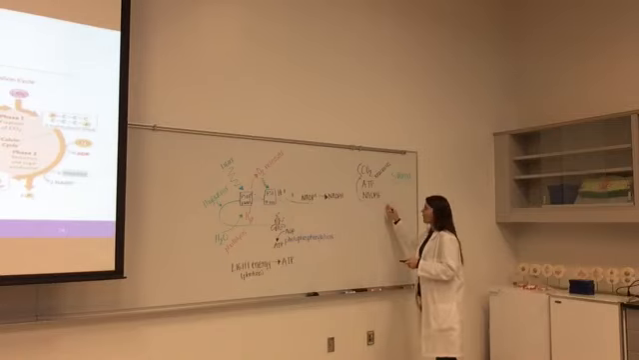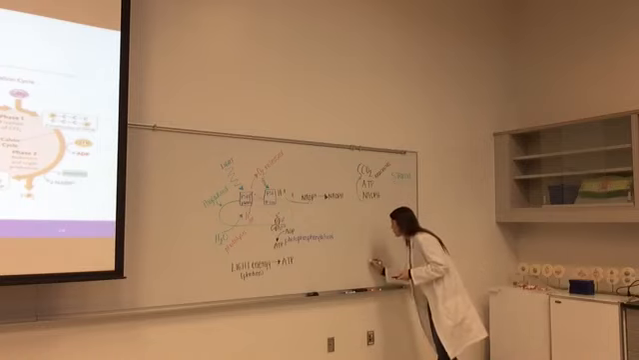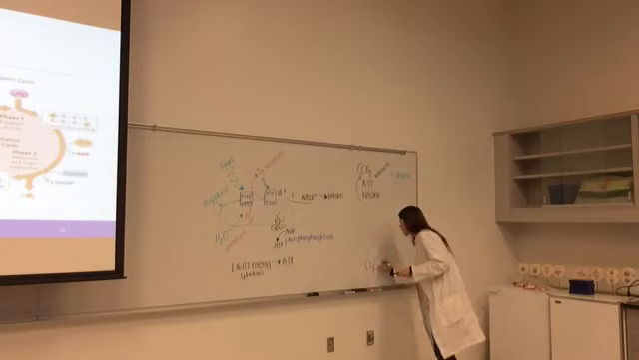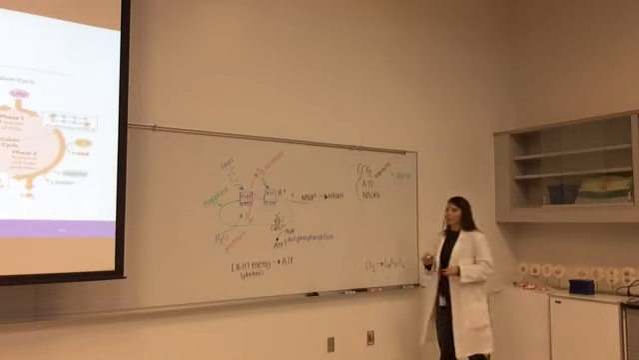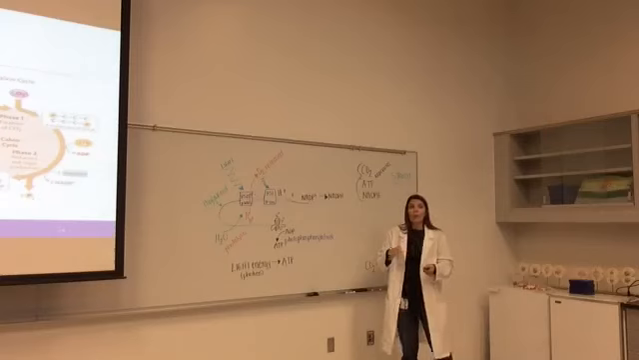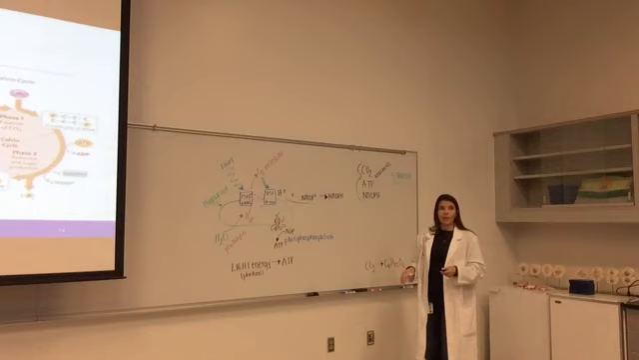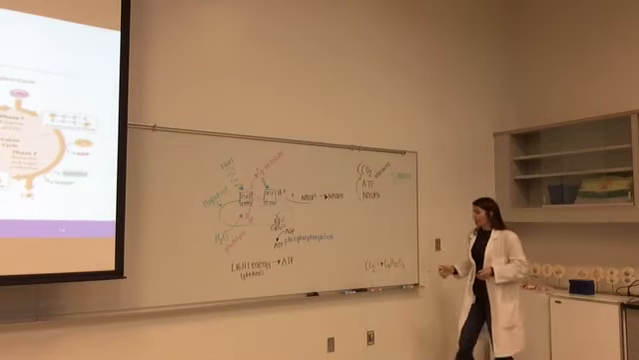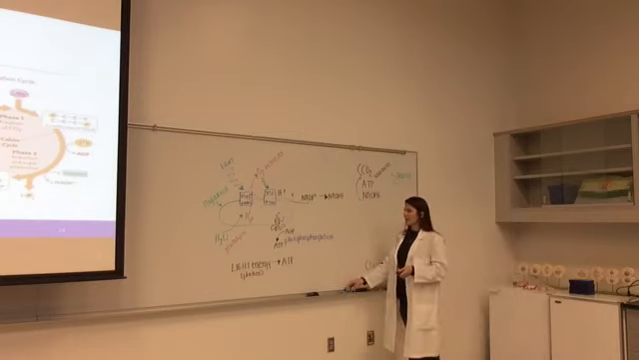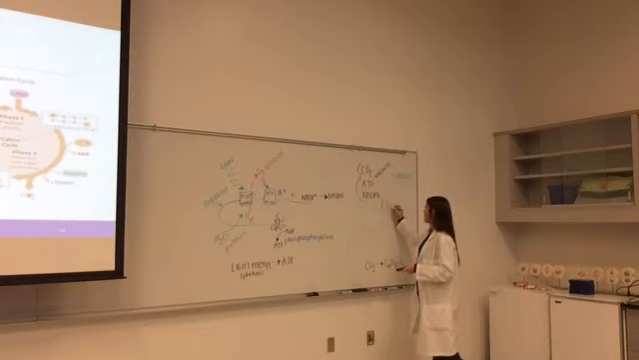And once again, the big picture of the light independent reactions is to take CO2 and reduce it into glucose, C6H12O6. That's the goal of the light independent reactions. Now, what does reduce mean again? It gets bigger. So I'm going to start off with carbon dioxide.